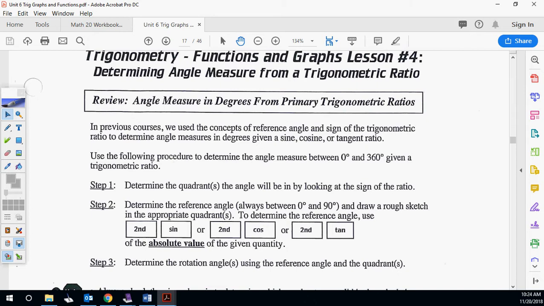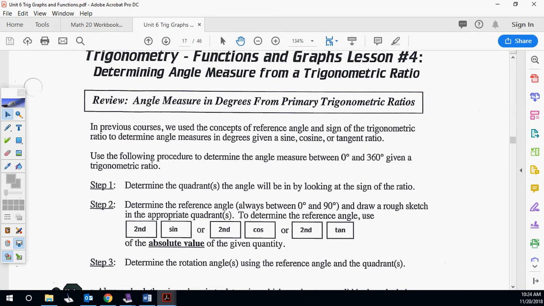Use the following procedure to determine the angle measure between 0 and 360 given a trig ratio. First, determine the quadrants the angle will be in by looking at the sign of the ratio. This is where you have to know the CAST rule, because a calculator will usually give you the positive sign. You just have to know where you're at. So you have to figure out, are you expecting a positive or negative answer with the CAST rule?